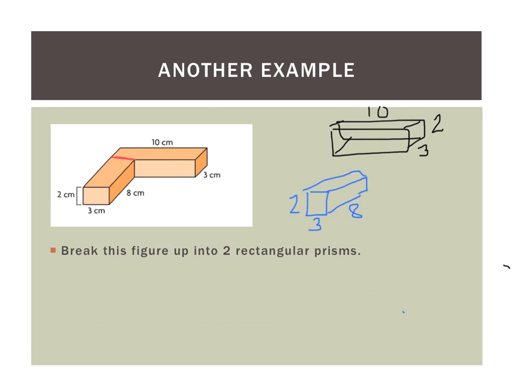Well, how'd you do? This prism should have a length of 10, a width of 3, and a height of 2. This prism should have a length of 3, a width of 8, and a height of 2. How'd you do?